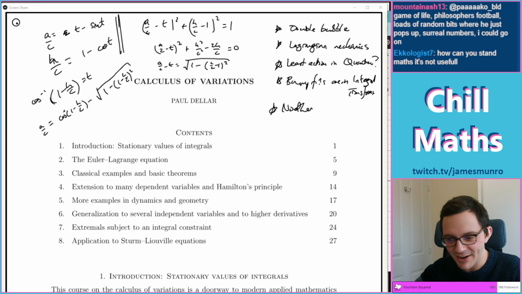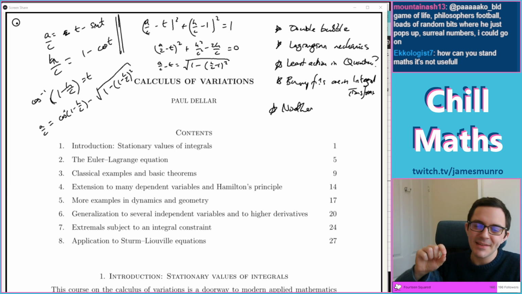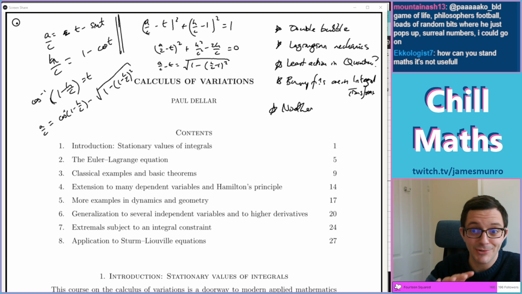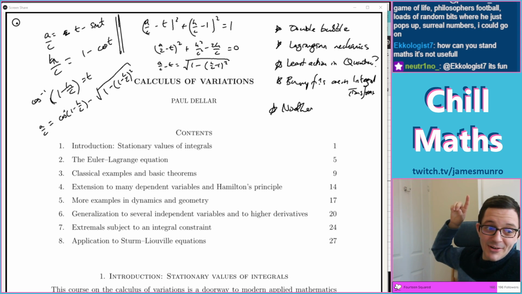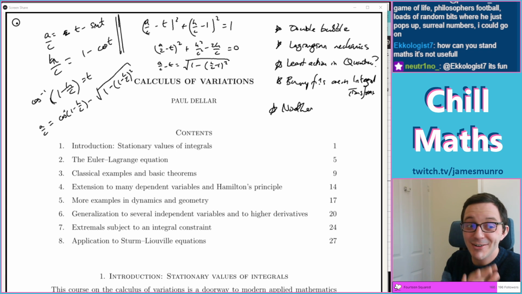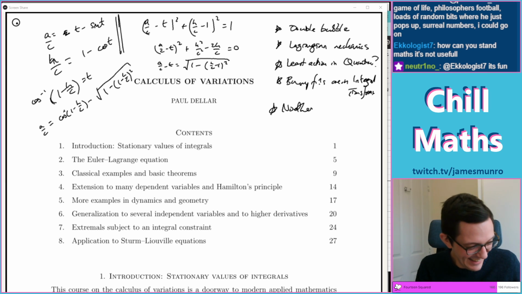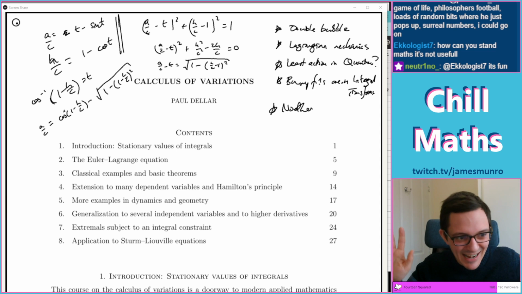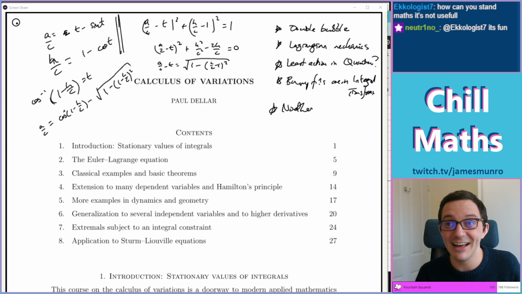Ecologist 7 says, how can you stand maths that's not useful? And they've picked the worst possible stream to do that in. Out of all the people streaming maths on Twitch, they've picked the stream that is about how all modern theoretical physics works. You couldn't have picked a more useful stream to say that on. Anybody else doing maths on Twitch, any other day of the week, you could have crashed a number theory stream or something, but no, you picked calculus of variations. Disaster.